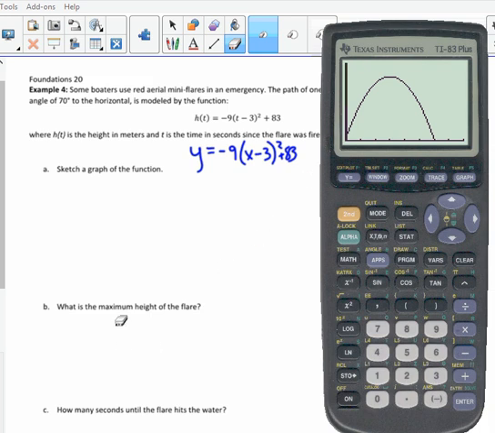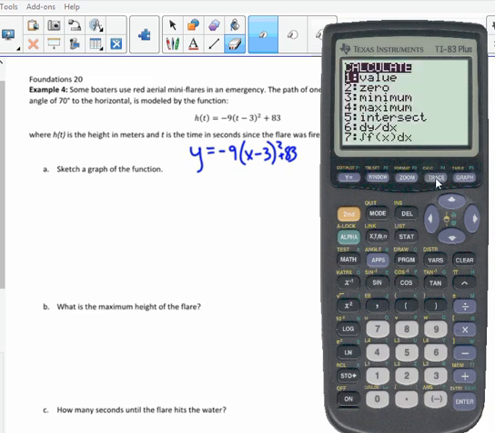Part B says, what is the maximum height of the flare? So in other words, what's our vertex? How high up? What's my highest y value that this graph goes up to? So to show you how your calculator solves for that, we want to hit second function and then calculate right here, which is actually going to be your trace button. So second function, which lets us choose those words above the button. We want calculate.